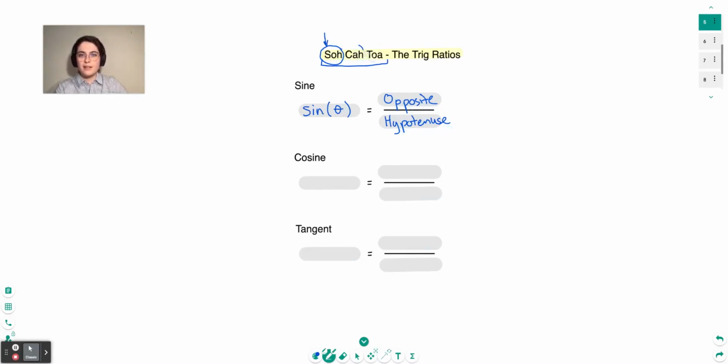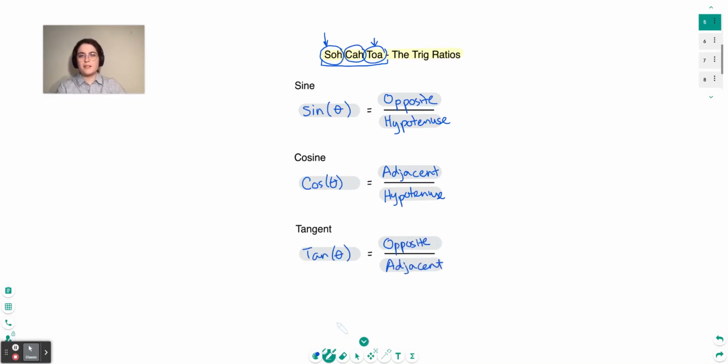Okay, let's take a look at CAH. So we have C, A, and H. So put a C here, an A up here, and an H here. So we have that the cosine of our angle is equal to the adjacent over the hypotenuse. Finally, we have tangent, TOA, so T, O, and A. So we're going to have that the tangent of our theta is equal to the opposite over the adjacent.